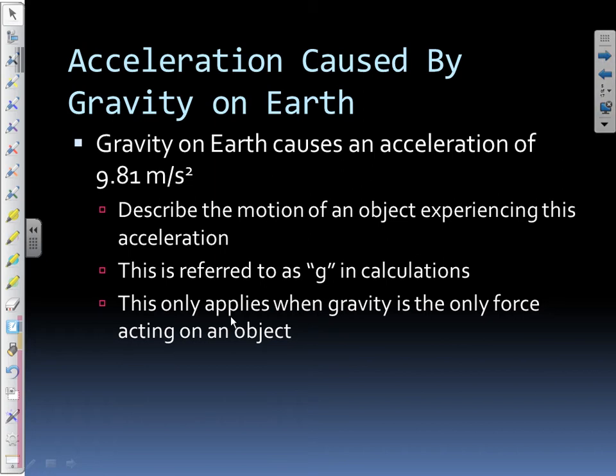But this only applies when gravity is the only force, the only thing affecting the motion of that object.